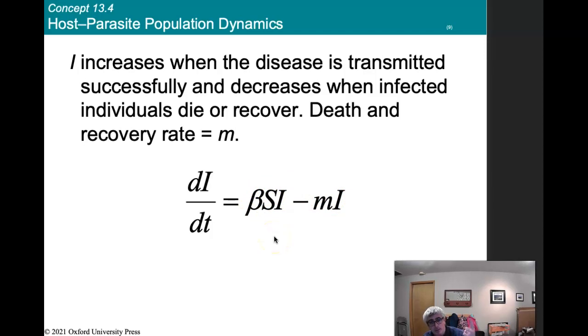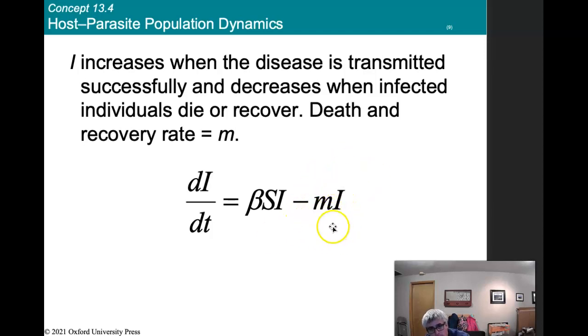So you're no longer susceptible, and you're no longer infected if you die. If you can only be two things, somebody who can get the disease and somebody who has the disease, and you die, you're neither of those. And if you recover and you're immune from the disease, you're no longer susceptible and you're no longer infected.